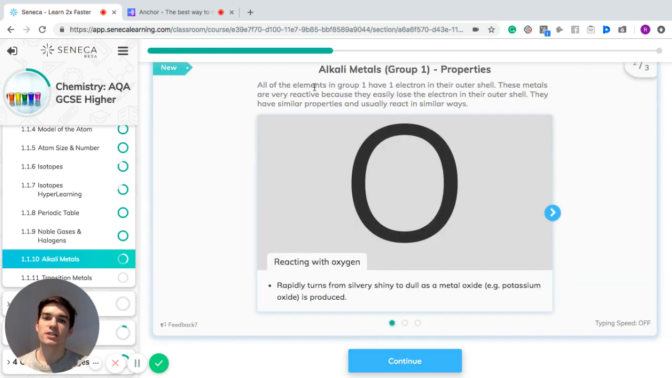And all of the elements in group 1 have 1 electron in their outer shell. Now these metals are very reactive because they easily lose that 1 electron that is found in the outer shell, and they have similar properties and usually react in similar ways. So the first thing you need to know is that when they react with oxygen, they rapidly turn from a shiny silver colour to a dull metal oxide. So for example, potassium oxide is very dull in colour, but potassium is a shiny colour.